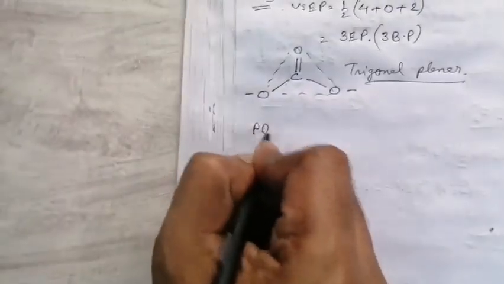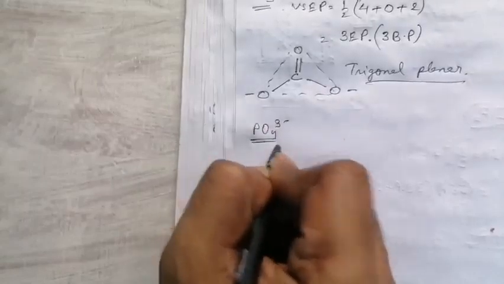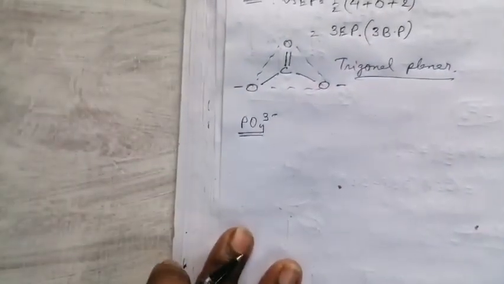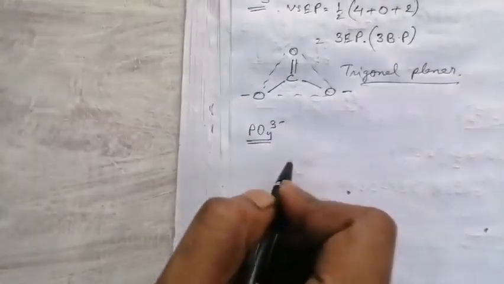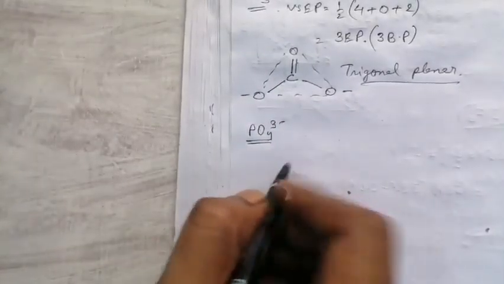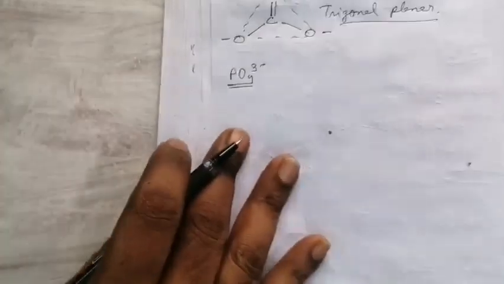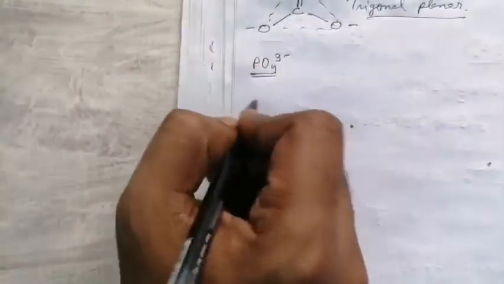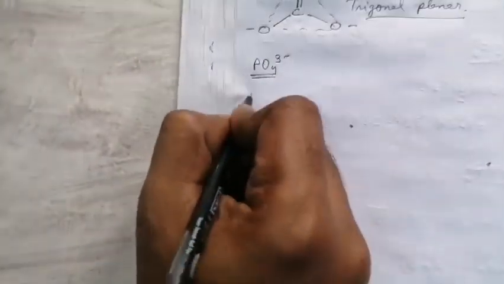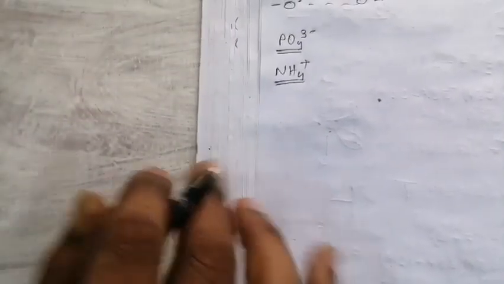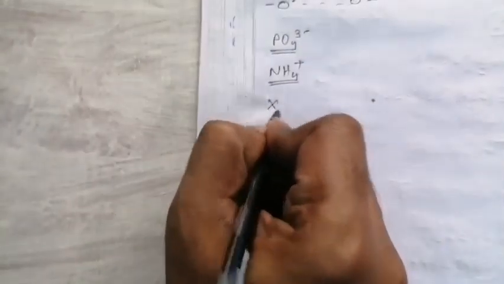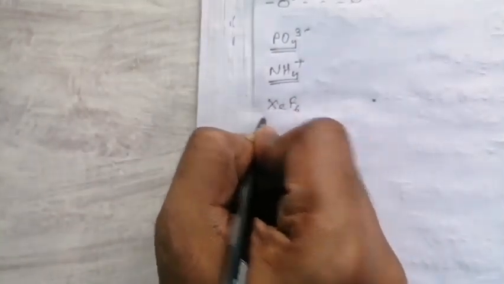Then PO4 3 minus. I think you can do it. If you could not, then in the next video I will show you how to draw the PO4 3 minus. You try yourself, it is very easy. And then NH4 plus, it is also very easy. Let's move on to the 2 problematic place, that is XeF6.